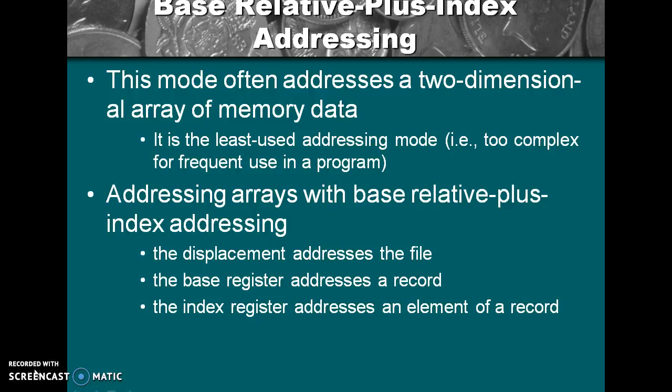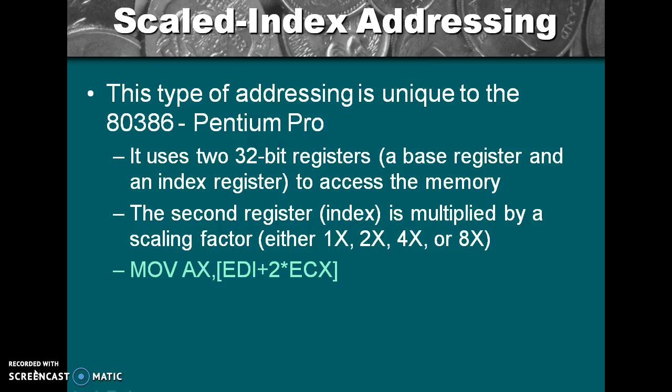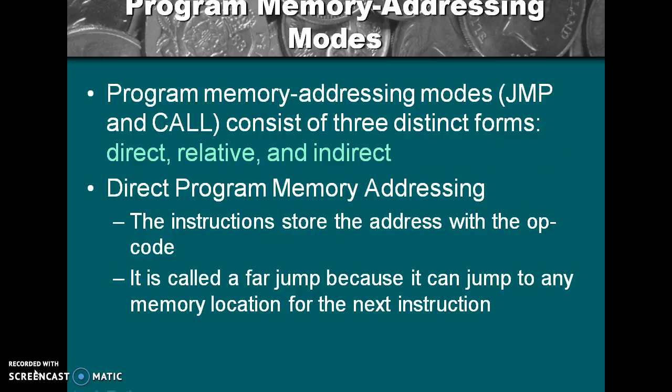Addressing arrays with base relative plus index addressing: the displacement addresses the file, the base register holds the record, and the index register addresses the element of the record. This type of addressing is unique to the 386 through Pentium Pro.